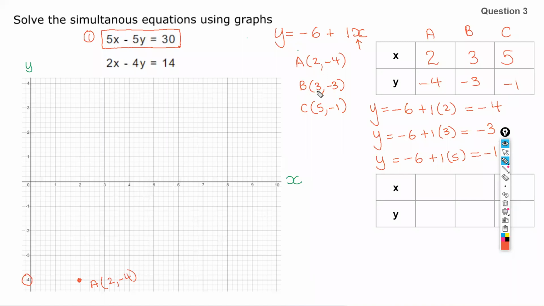Point B is (3, -3). 3 on the x-axis, positive 3. And then we go down to negative 3. Point B. Oops. Now point C. 5. And we go down to where? -1.